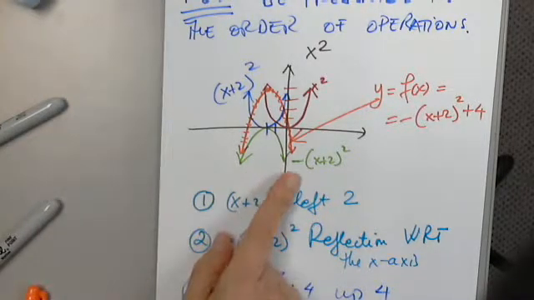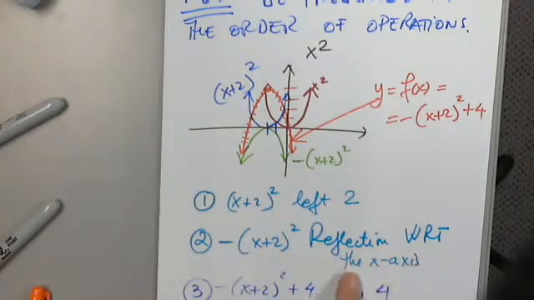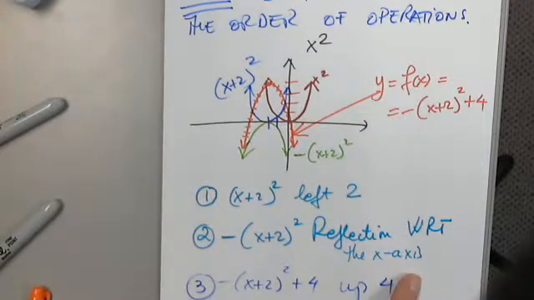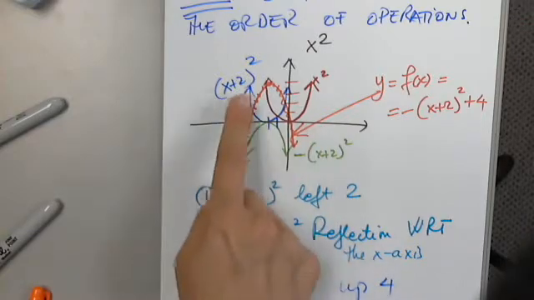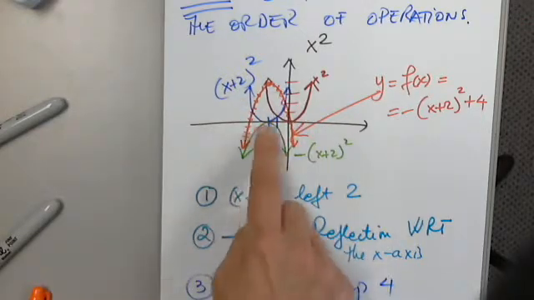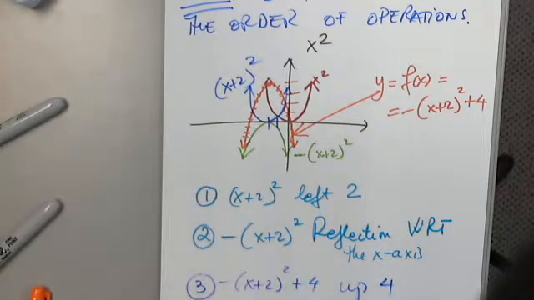We already had to reflect it. Number 2, it says reflection with respect to the x-axis. So from shifting it to the left 2, I had to reflect it, and then the reflected one goes up because that's the correct order of operations.